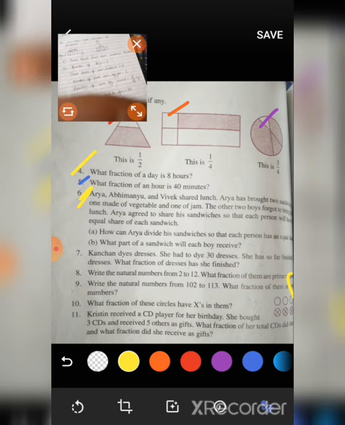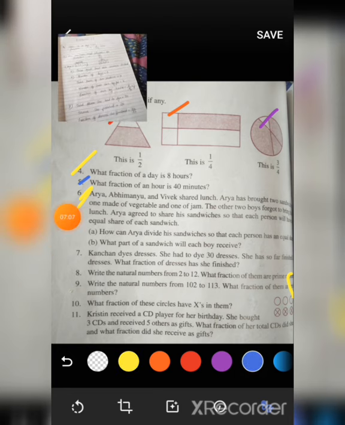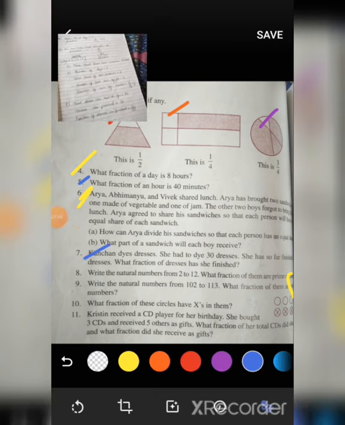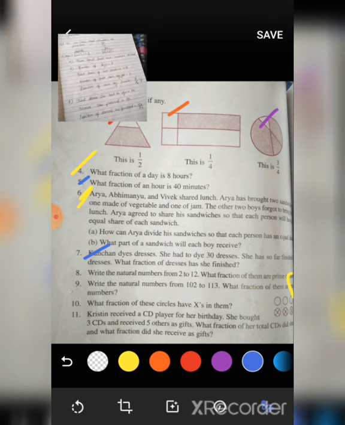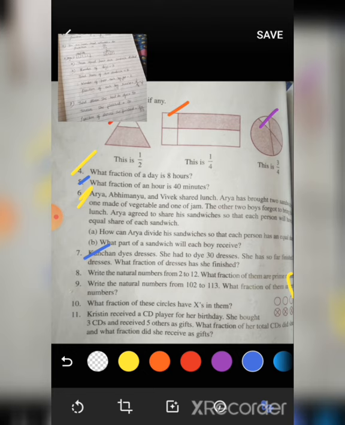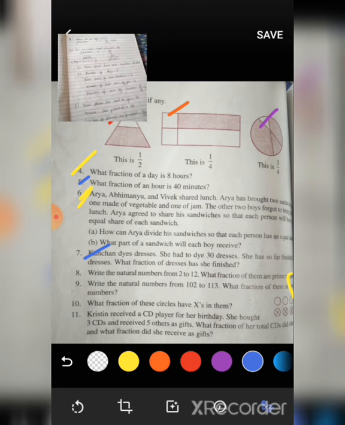That is question number 7. Kanchan dyes dresses. She had to dye 30 dresses. She has to finish dresses so far. What fraction of dresses has she finished? So Kanchan is a girl. She had to dye 30 dresses. But now she has finished 20 dresses. So the question is asking what fraction of dresses she has finished.